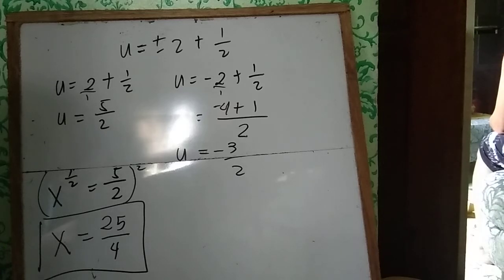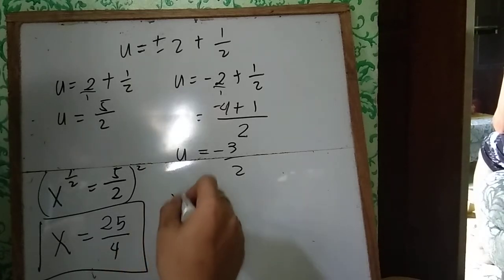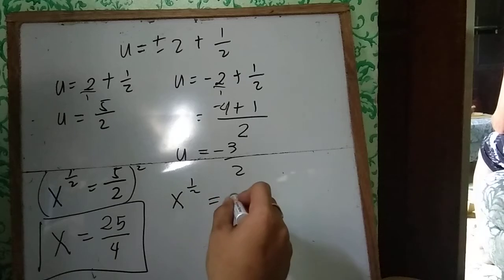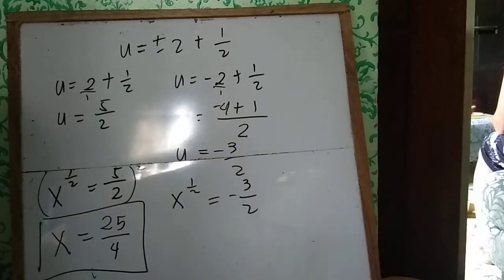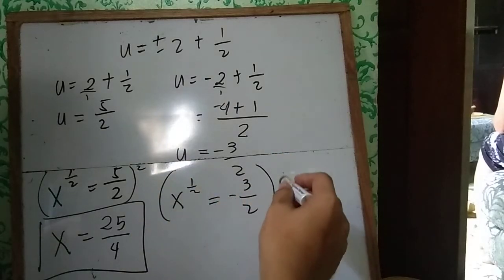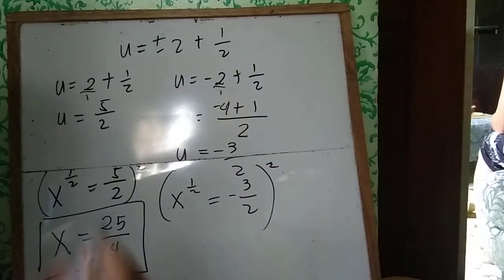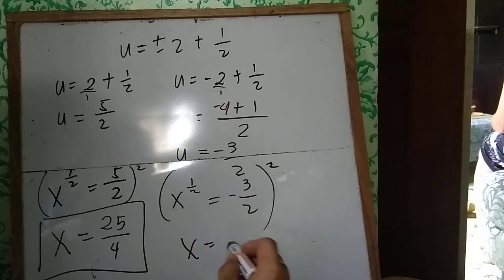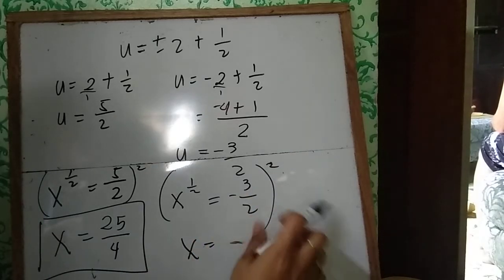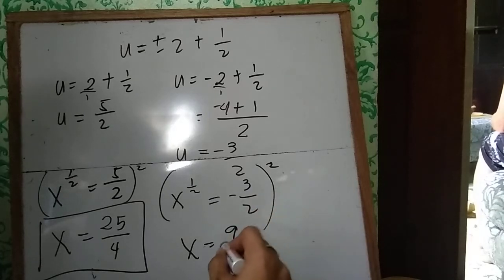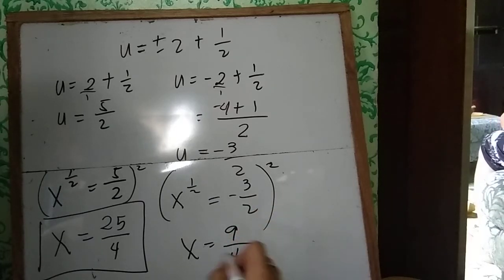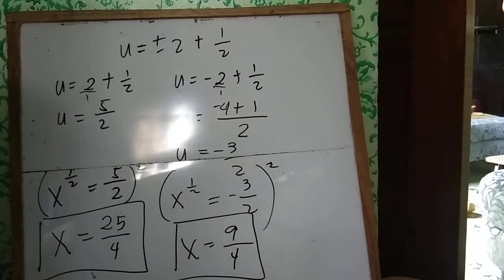Next, for u is equal to negative 3 halves. Replace u as x to the power of 1 half equals negative 3 over 2. Next, we raise to the exponent of 2 to cancel out x to the power of 1 half. So it will become x is equal to 3 squared, which is positive 9, over 2 squared is 4. So therefore the solutions are x is equal to 25 over 4 and 9 over 4.